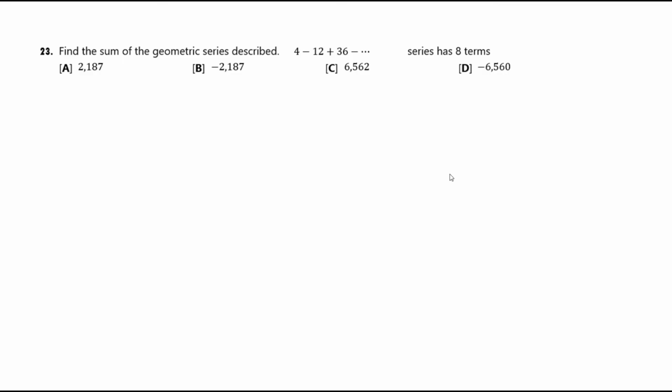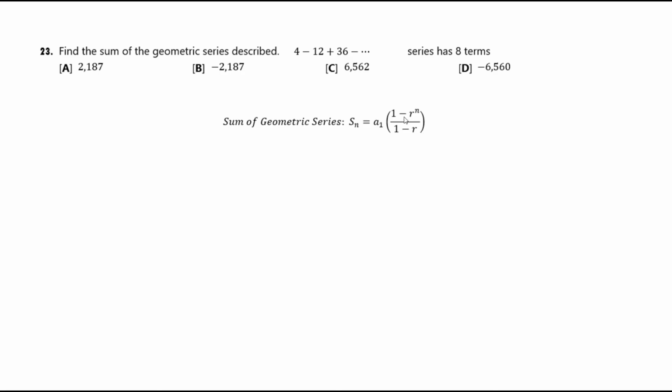For number 23, we're going to be doing the sum of the geometric series. So the sum formula is as follows. We take the first term, which is A1, and multiply it against 1 minus r to the n over 1 minus r.